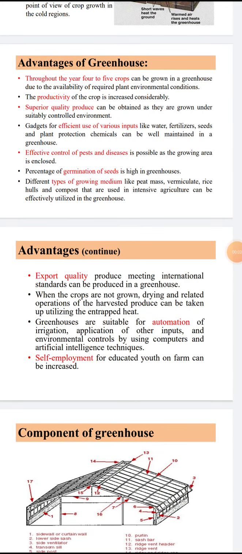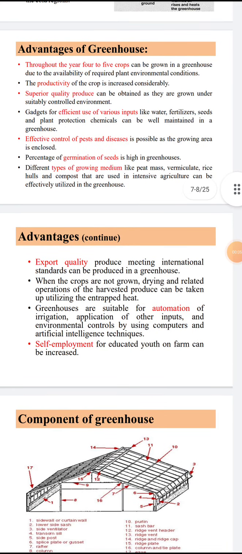Hello students, today we are going to study the advantages of greenhouses. Throughout the year, 4 to 5 crops can be grown in greenhouses due to the availability of the required plant environmental conditions. The productivity of the crop is increased considerably, and superior quality produce can be obtained as the crops are grown under suitable controlled environment.